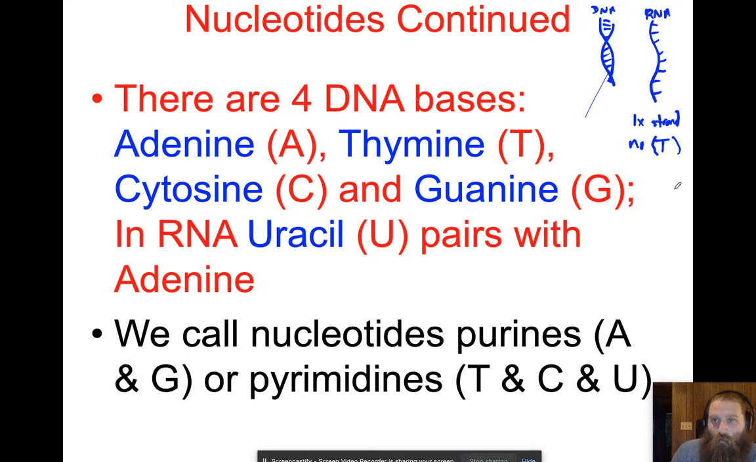There we go. Okay. So RNA has a uracil. A always bonds with T. C always bonds to G. A will also bond with U because U and T are interchangeable. There is no T in RNA. There's a U there. And that'll be important later.